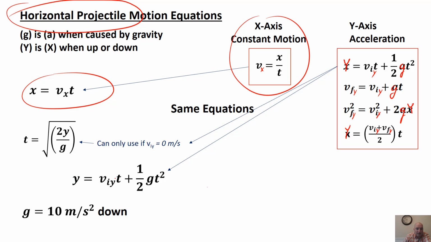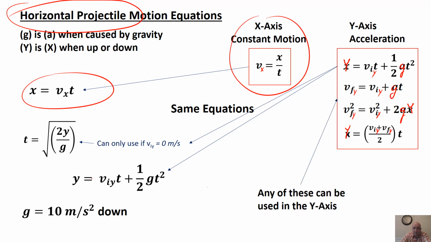And if this cancels out right here, if I rearrange it, I can solve for t using this equation. So once again, only if v_iy equals 0. If I have a height and I'm asked for a time, I'm going to go straight to here, and g is always going to be that 10 meters per second squared down. So really these are kind of the reverse, depending on what I'm trying to get out of it. If I'm trying to get time or the height, I'll use one or the other of these.